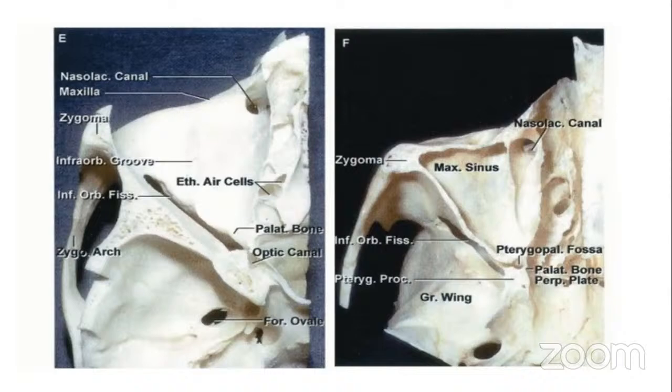The pterygopalatine fossa is located behind the maxillary sinus. Here, as you can see, the pterygopalatine fossa is located behind the maxillary sinus. It contains the terminal part of the maxillary artery, the maxillary nerve, and the pterygopalatine ganglion, along with some branches of all three structures. The pterygopalatine fossa opens through the pterygomaxillary fissure into the infratemporal fossa, which is located below the greater wing of sphenoid.